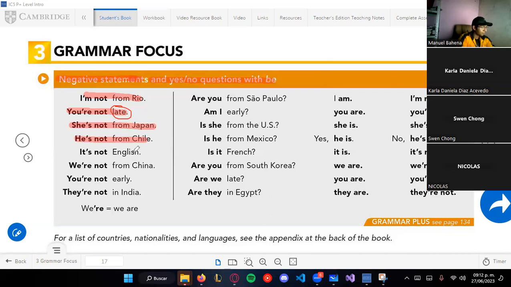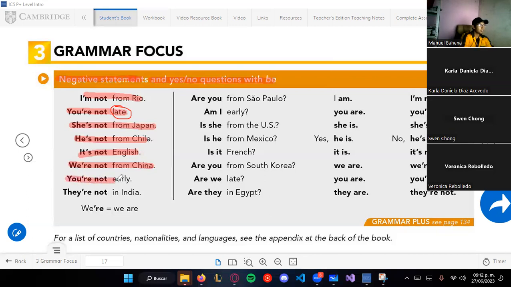It's not English. Not English. Yes, it's not English. Exactly. Perfect. Next one. We're not from China. Yes, we are not from China. Excellent. What does that mean? ¿Qué significa? Nosotros no somos de China. We are not from China.